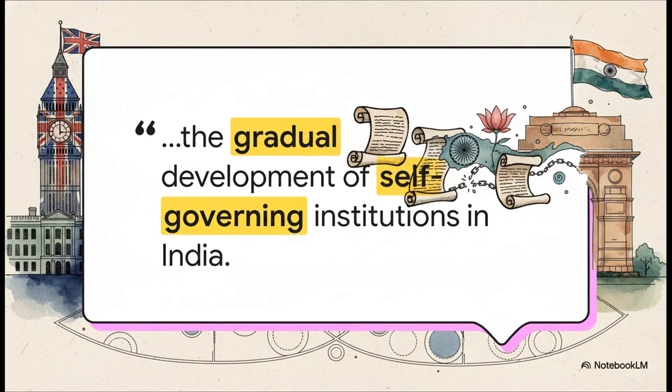The official line, the big promise behind this act, was the gradual development of self-governing institutions. And you have to pay really close attention to that word, gradual. The British weren't about to just hand over the keys to the kingdom. Nope. The plan was to dole out power in small, very controlled doses. And to do that, they came up with a new, and let's be honest, very confusing system.